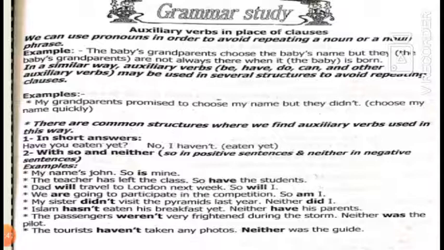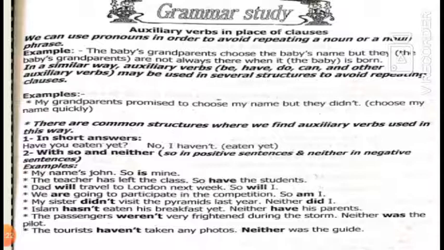Also with so and neither. So in positive sentences and neither in negative sentences. For example, my name is John, so is mine. Here we have a positive sentence. My name is John. So we are going to use so. So is followed by an auxiliary verb. You have to look at the verb in the first sentence. We will find my name is which is verb to be. So we are going to use verb to be, which is am or is or are. Here we are talking about mine, my name, so we are going to say so is mine.